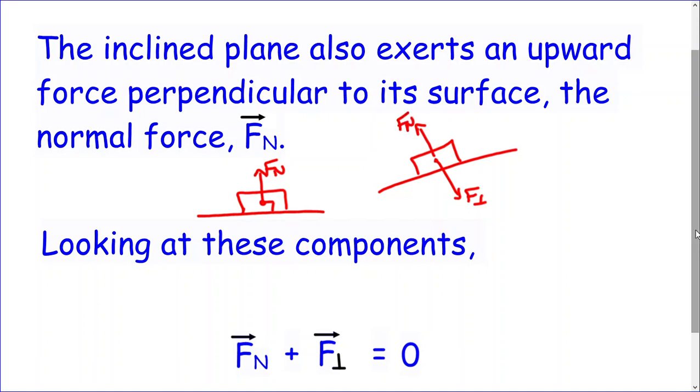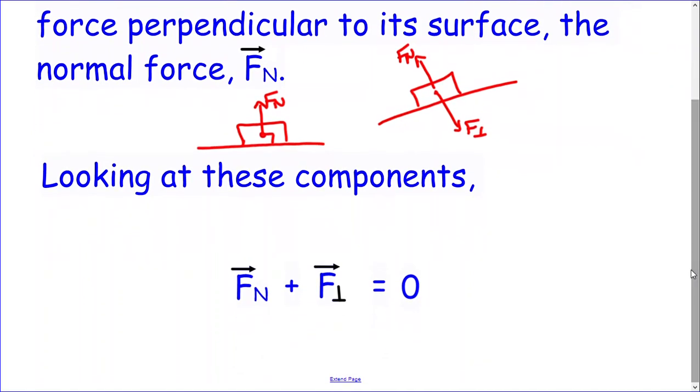And so looking at those components, we can see that the two of them should add together to equal 0 as long as that crate or box or object stays steady on that ramp. It doesn't fall through the ramp or lift off the ground. In that case, the normal force and the perpendicular force would have to add together to equal 0.